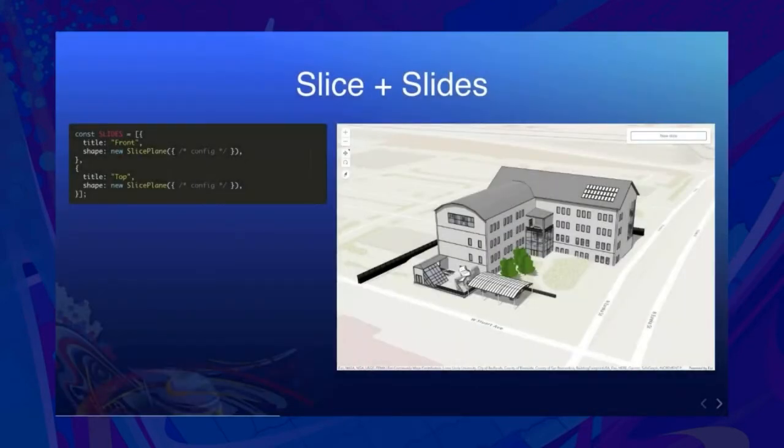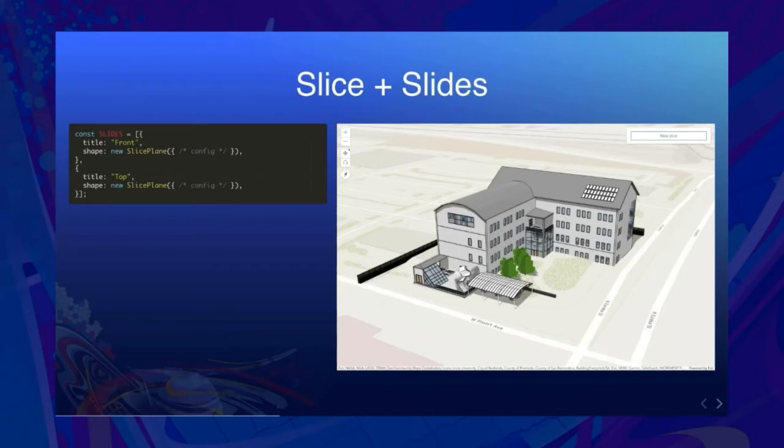Let's take this a little bit further, and let's build an application which allows us to select from a predefined set of slice planes and viewpoints. In this case, I want to be able to see the building from the top or from the front. So when I click on a button, I want to see the building from the front, and when I click on another button, I want to see the building from the top.